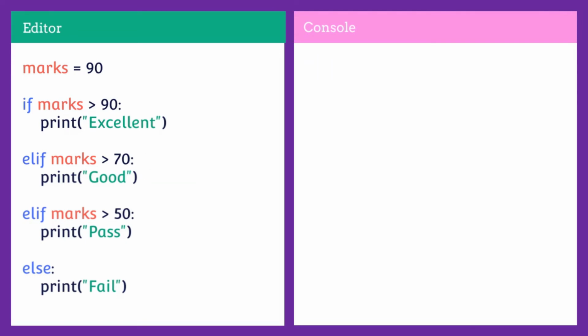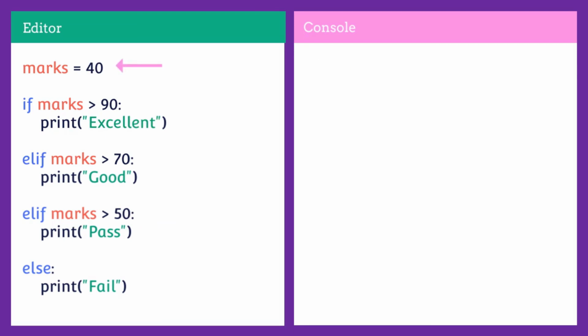Now if we change the marks to, let's say, 60, the first condition, if marks is greater than 90, 60 greater than 90 is false. So control will move to the next. 60 is greater than 70 is again false. So the control will move to the next one, which says marks greater than 50. Now 60 is greater than 50. So this condition is true, and the code under it will execute, which will print pass on the console.